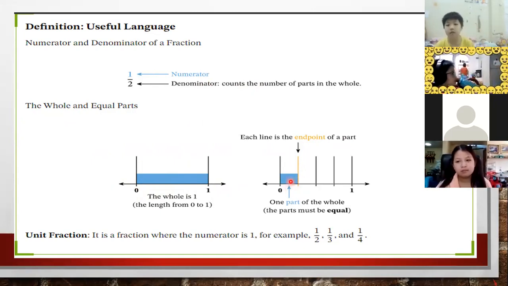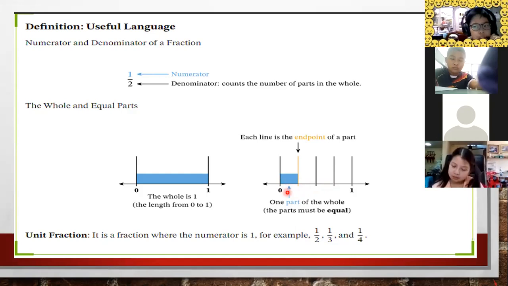So this is one part of the whole. Okay, the parts must be equal. Look, they are equal. So it is a fraction where the numerator is 1. Okay, the examples are 1/2, 1/3, and 1/4.